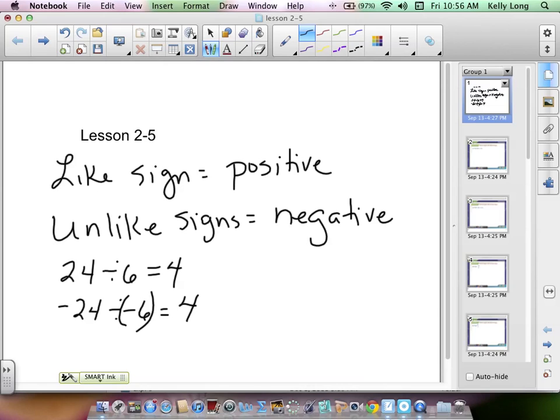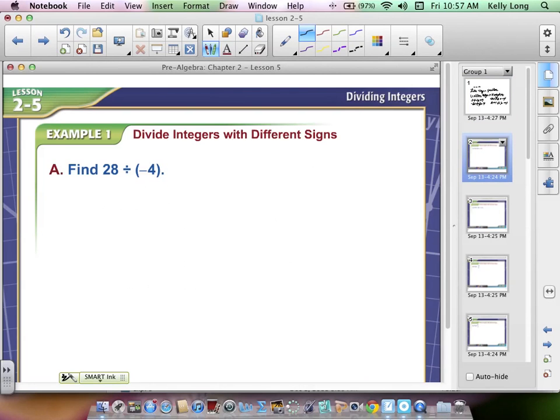All right, if you had a negative 24 divided by a positive 6, unlike signs, so my answer is going to be a negative 4. Or if you had a positive 24 divided by a negative 6, unlike signs, so my answer is a negative 4. Okay, that information should be on your foldable. Keep that foldable with you because it has those rules whenever you need them or if you should forget them.